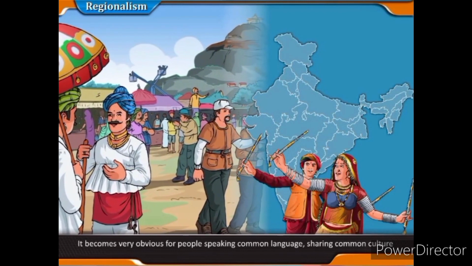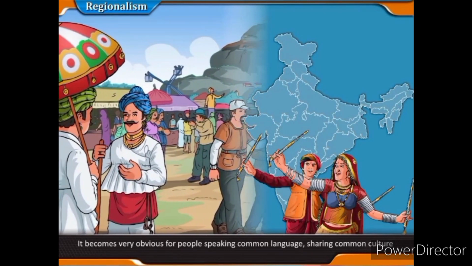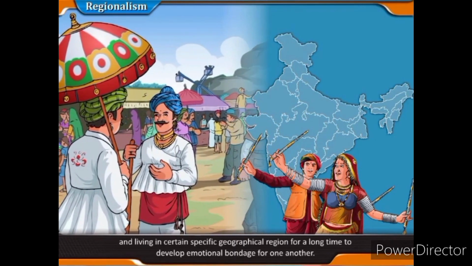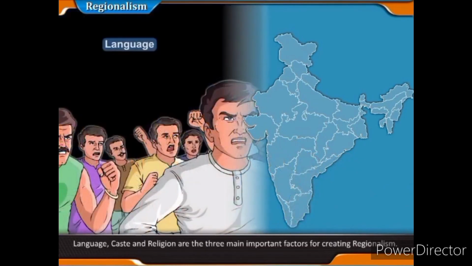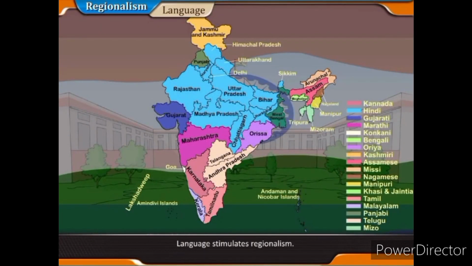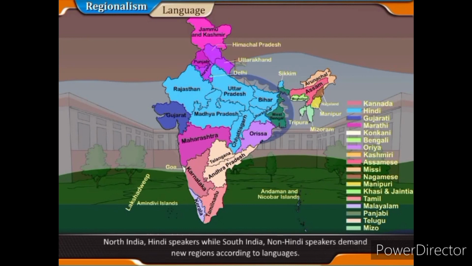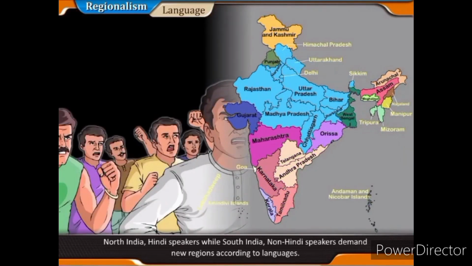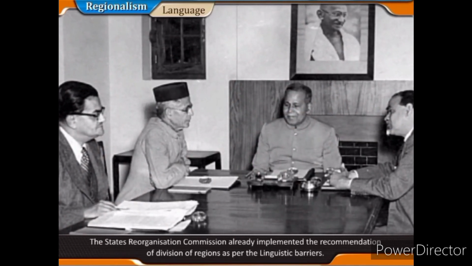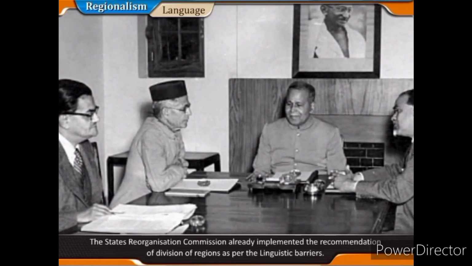It becomes very obvious for people speaking common language, sharing common culture, and living in certain specific geographical region for a long time to develop emotional bondage for one another. Language, caste, and religion are the 3 main important factors for creating regionalism. Language. Language stimulates regionalism. North India, Hindi speakers, while South India, non-Hindi speakers demand new regions according to languages. The States Reorganization Commission already implemented the recommendation of division of regions as per the linguistic barriers.